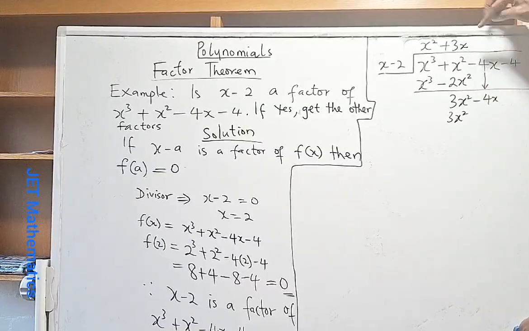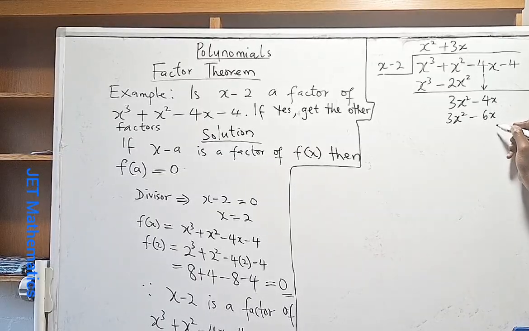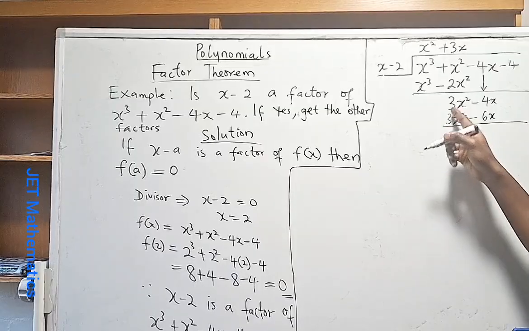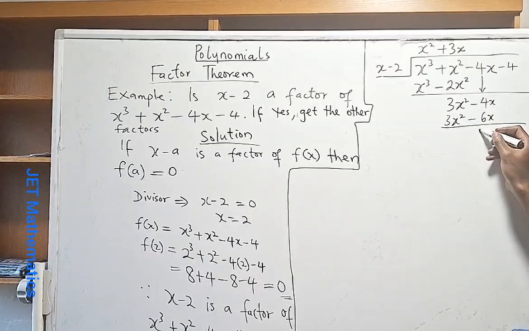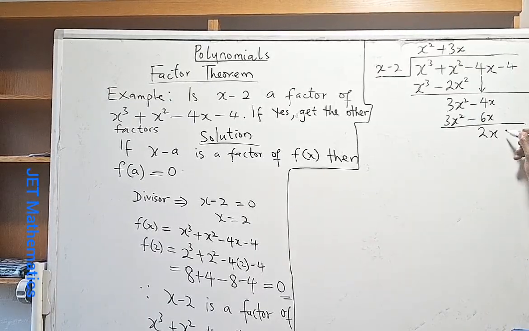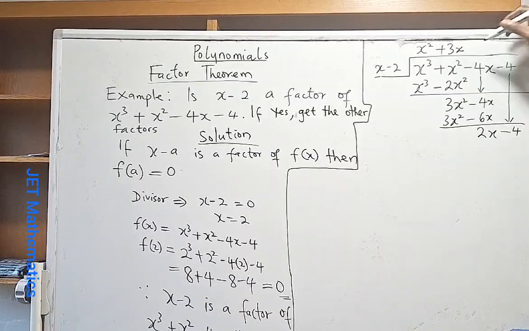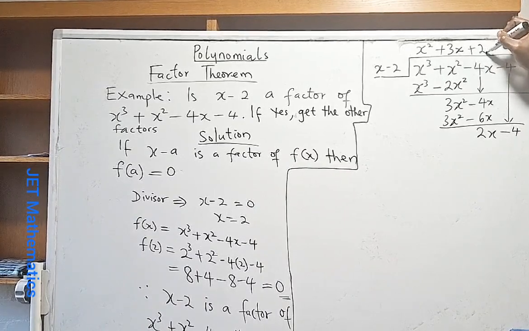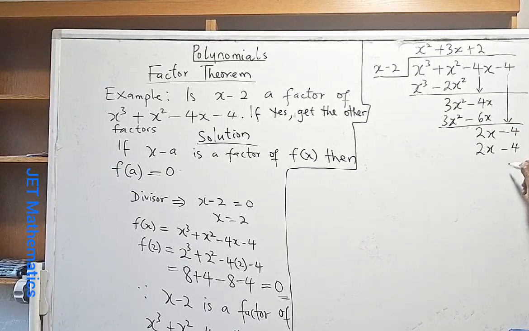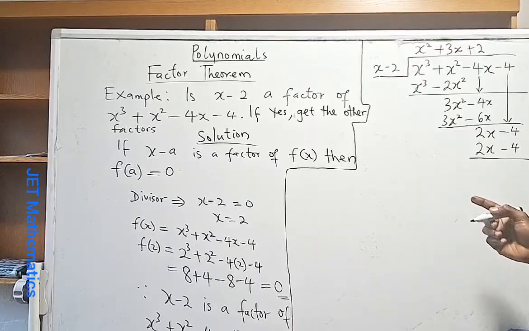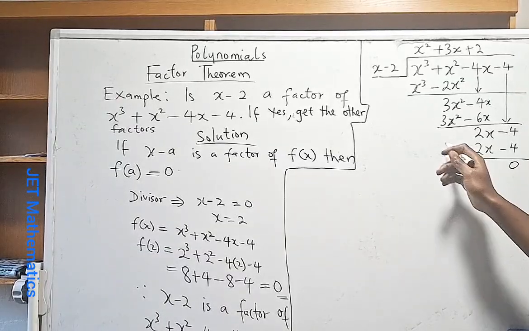Alright? So 3x times this gives us minus 6x. So when we subtract, this goes off. Minus 4 plus 6 gives us 2x. And then here we have minus 4. We'll bring this down. Okay? So we put plus 2 here. 2 times this gives us 2x minus 4. And then we have 0 left here when we subtract.